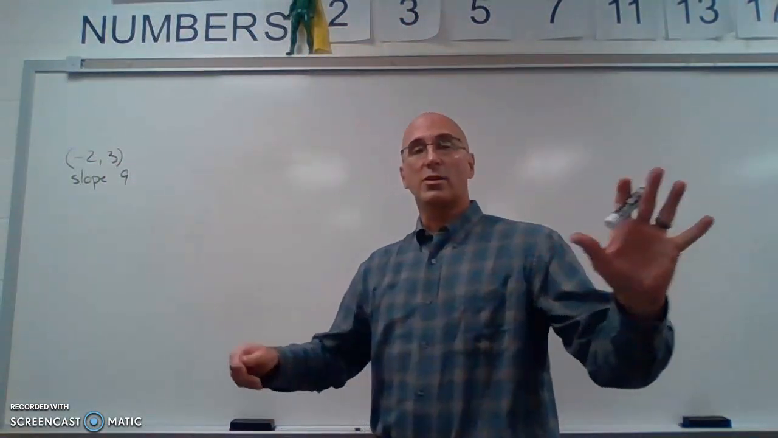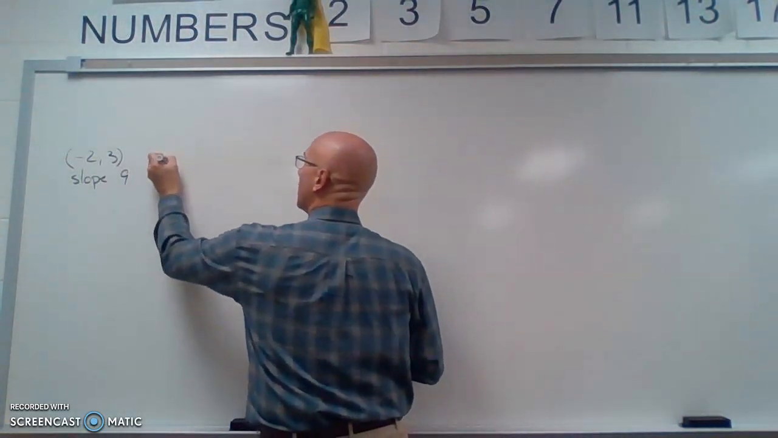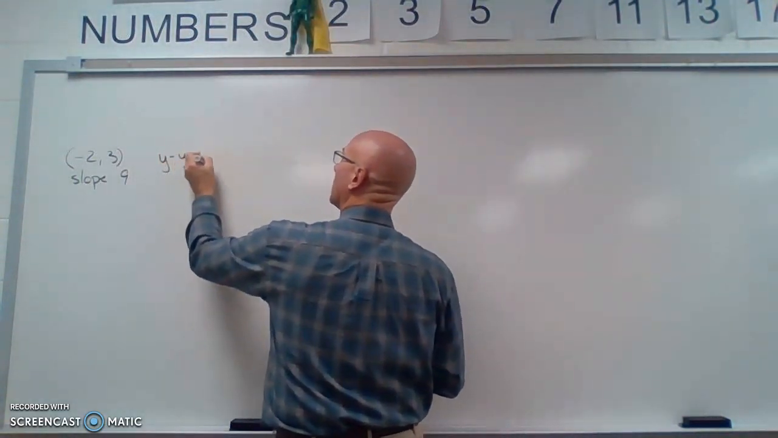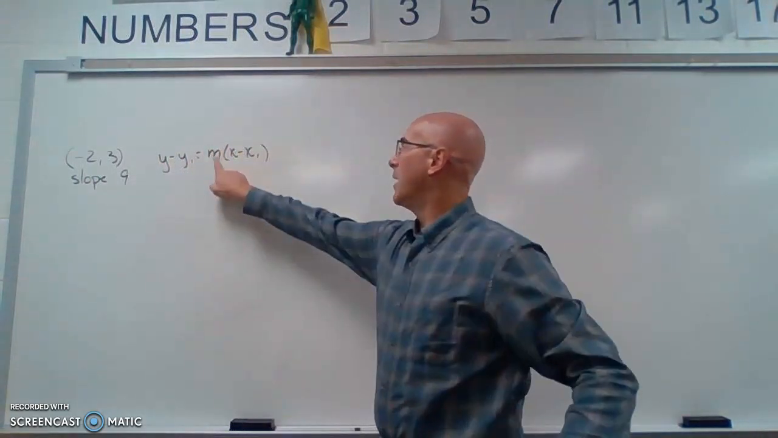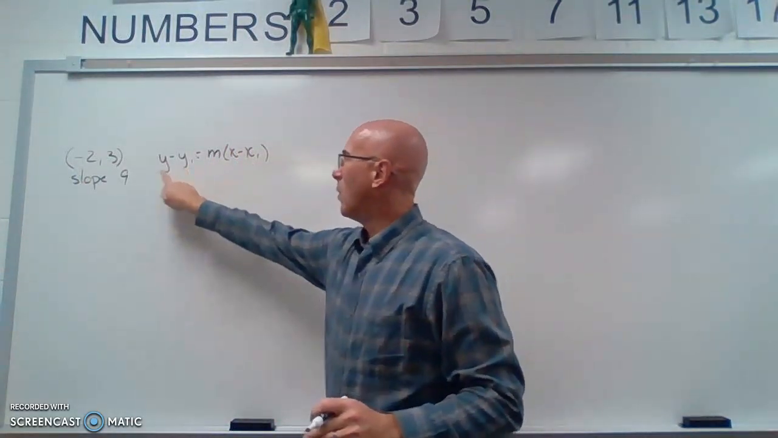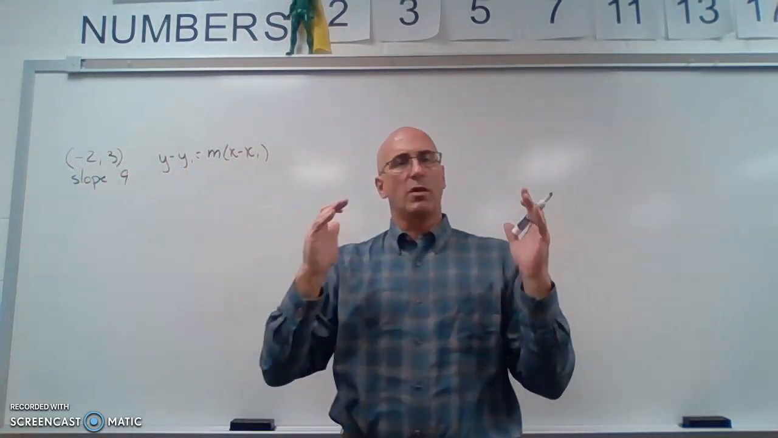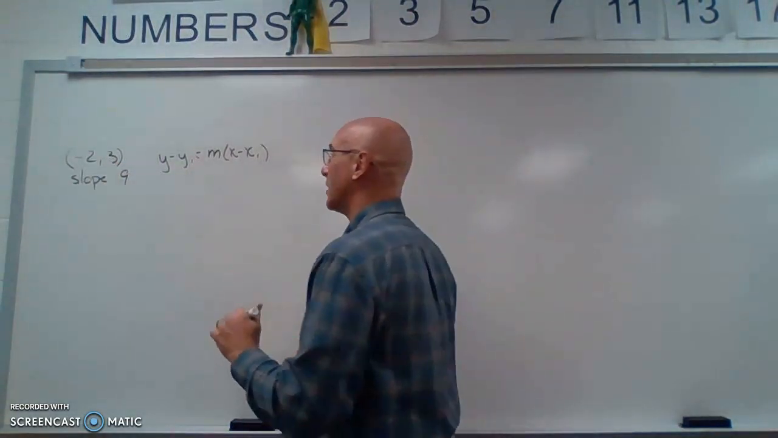So we know that our general form of point slope form is y minus y1 equals m times x minus x1. M is our slope, that's always our slope. x1, y1 is always the point that's given. So we know that we have one point on that line. So now we just plug our numbers in.